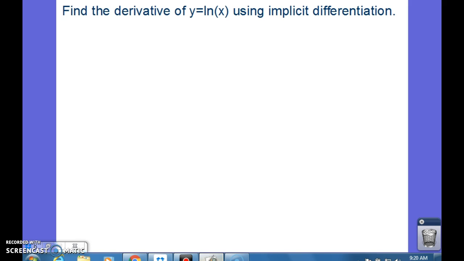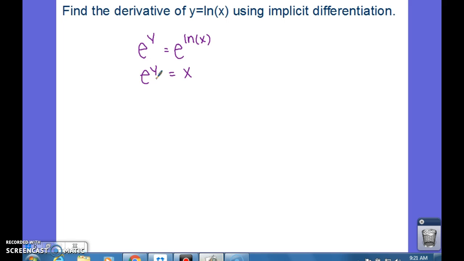So what could I do to change this function so that instead of having an ln of x, we have e's, because we know how to take the derivatives of e's? What could we do to both sides to start? If I e both sides, I get e to the y equals e to the natural log of x. What happens to the right side? The e and the ln of x cancel, leaving you with x, and you have e to the y equals x.